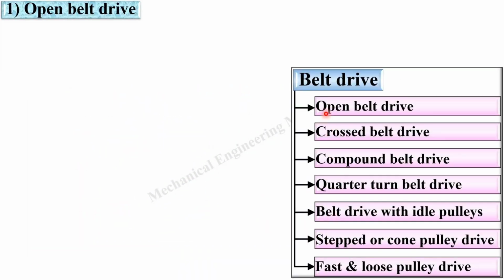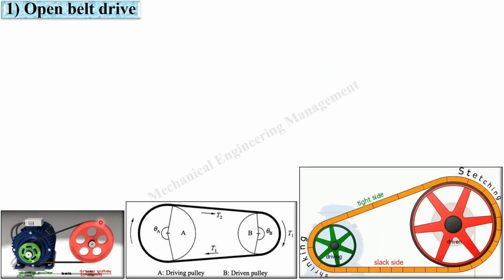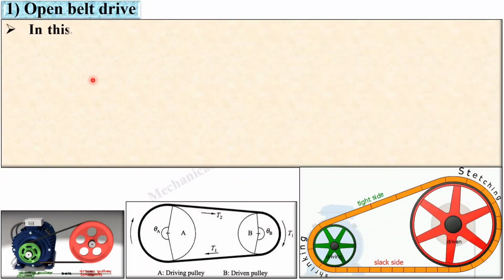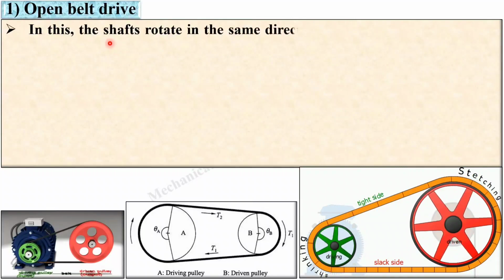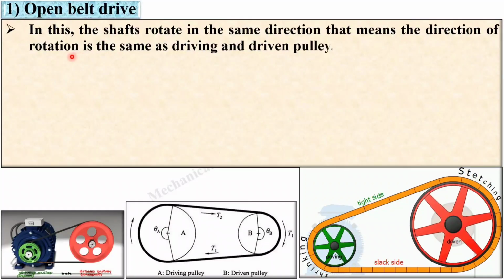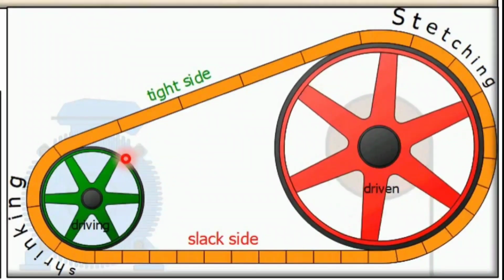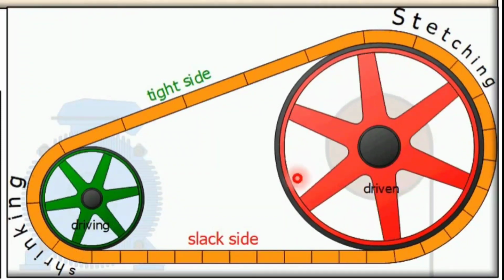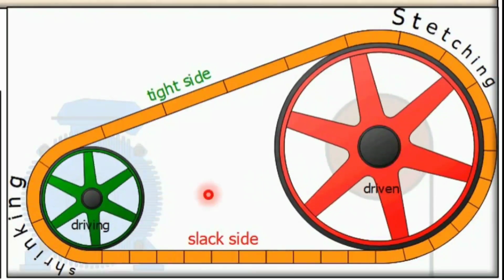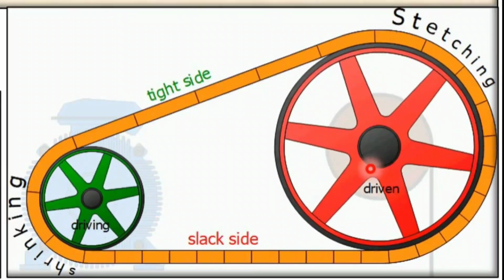Now let's see the classification one by one. First one, open belt drive. With the help of these three different figures, we are going to understand the open belt drive. In the open belt drive, the shaft rotates in the same direction. That means the direction of the rotation is the same for the driving and driven pulley. Here you can see the driving shaft is rotating in anti-clockwise direction, and so is the driven shaft. That means both having the same direction. Here both are rotating in the anti-clockwise direction.